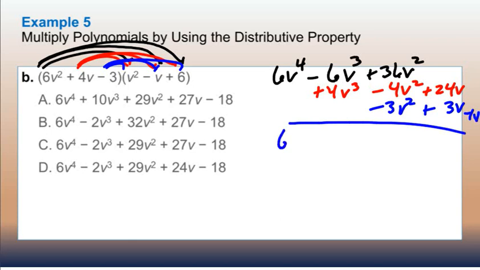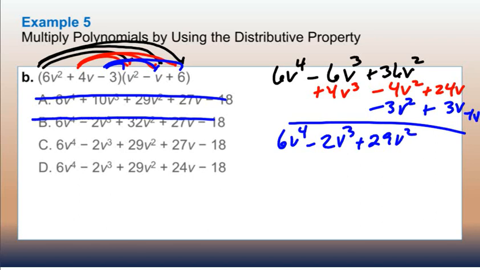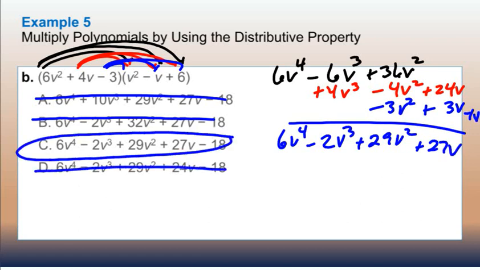So if I add those, 6v to the fourth minus 2v cubed, so I know it can't be A. And then 36 minus 4 is 32, and 32 minus 3 is a positive 29v squared. That eliminates this one. And then I have plus 27v, which eliminates D. So our answer would be letter C. That is our lesson on multiplying polynomials.